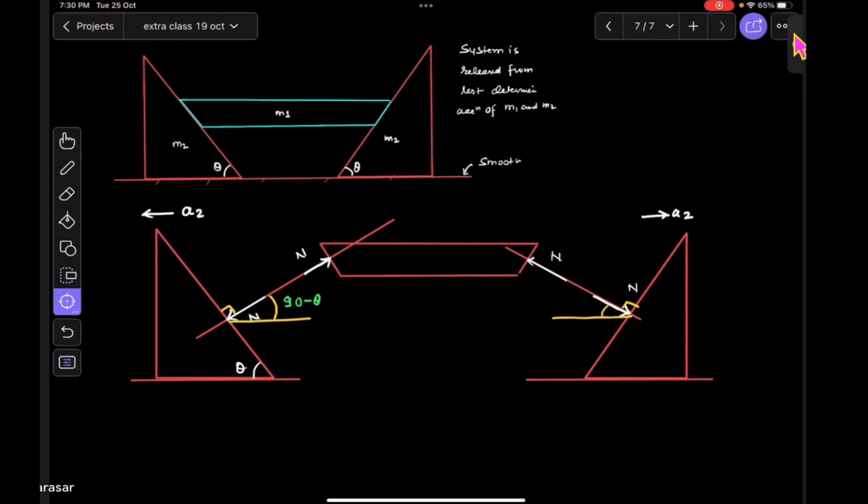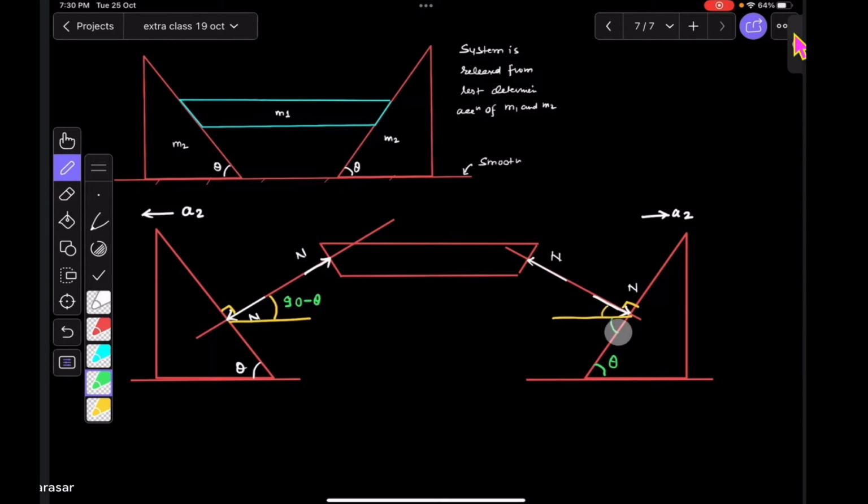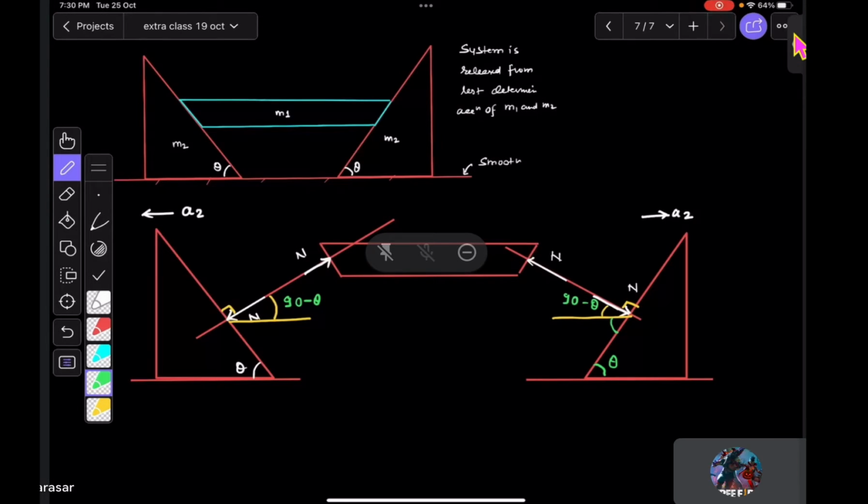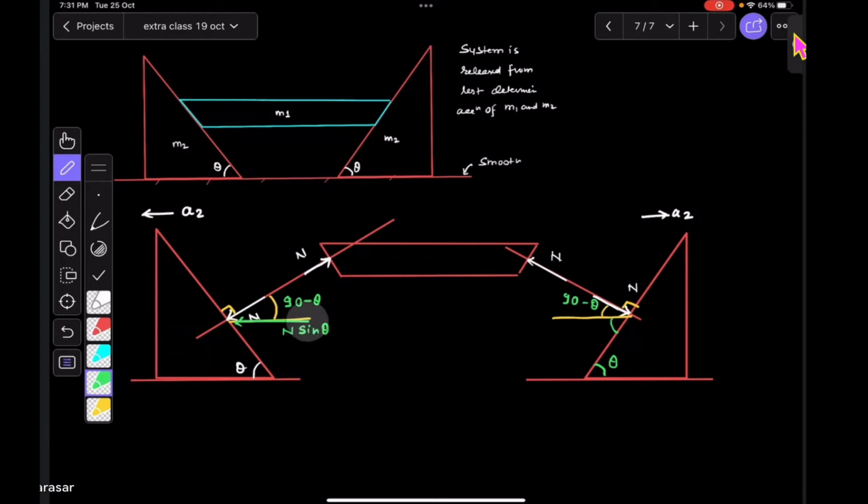That is something simple, but you should have the habit of this one also. So this angle will be theta only, so this will become 90 minus theta. But I don't want you to come to this conclusion via that way. So if I take components, what we have is N sine theta will be acting on our wedge this way, and N cos theta will be acting downward. Same goes here also.